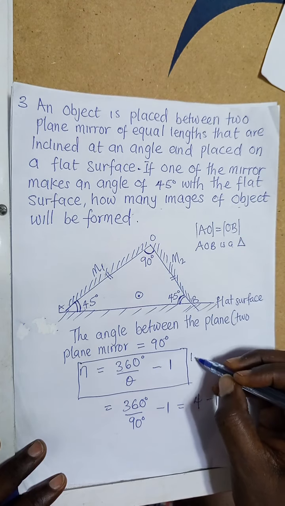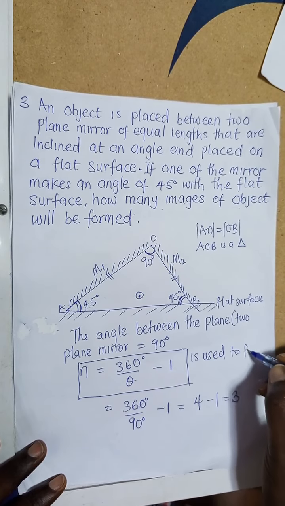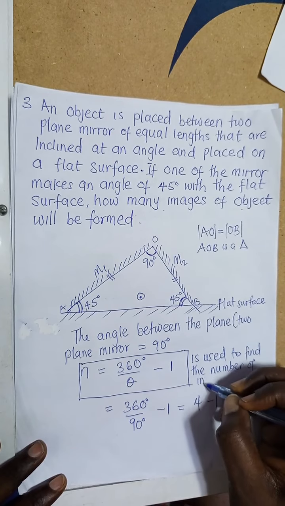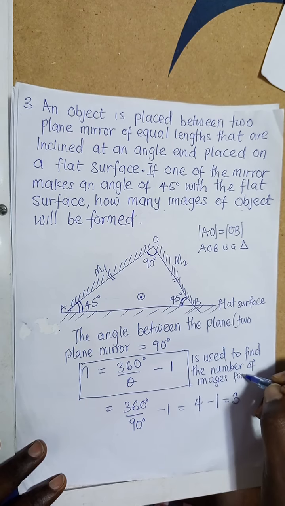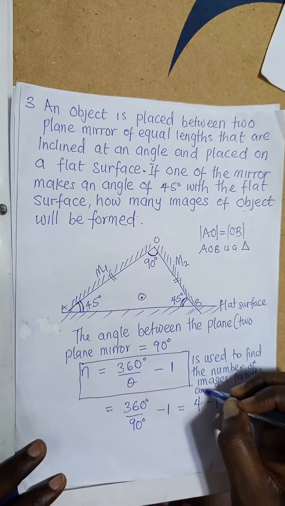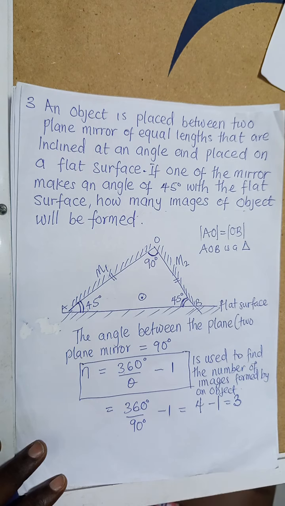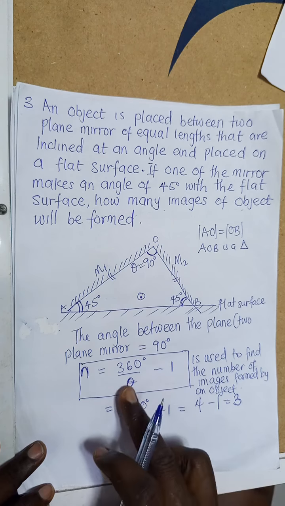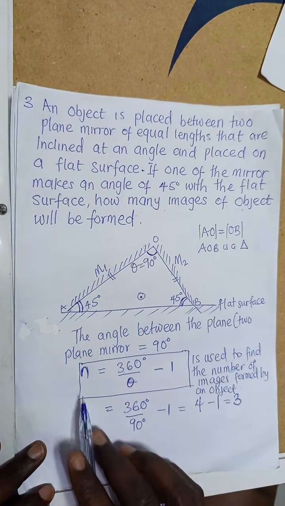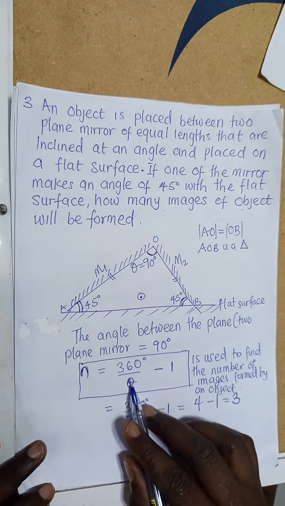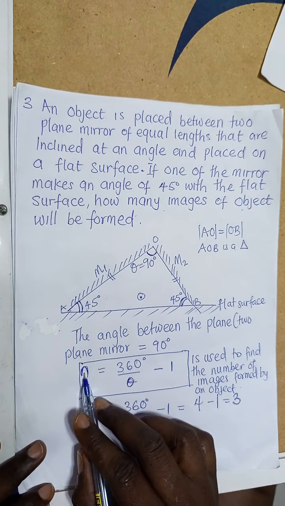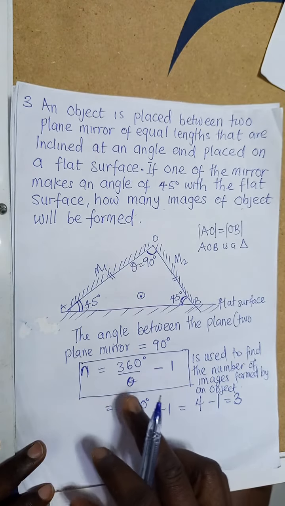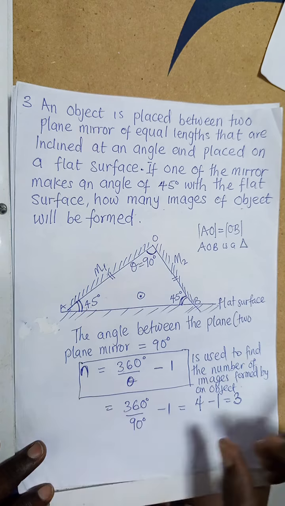Don't forget, this formula is used to find what? The number of images formed by an object. So that is the formula. This is the number of images, and this is the angle theta, which we have just solved. If you know your angle theta, then you can solve for the number of images formed. You can even use it to find the angle between two mirrors if the number of images is given. So be careful and watch out for such questions. You can find the angle between two mirrors if you know the number of images formed.